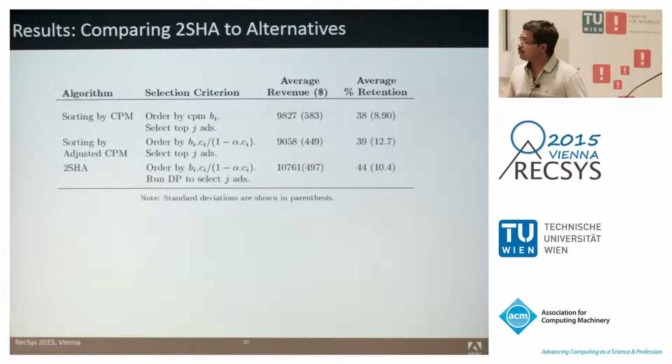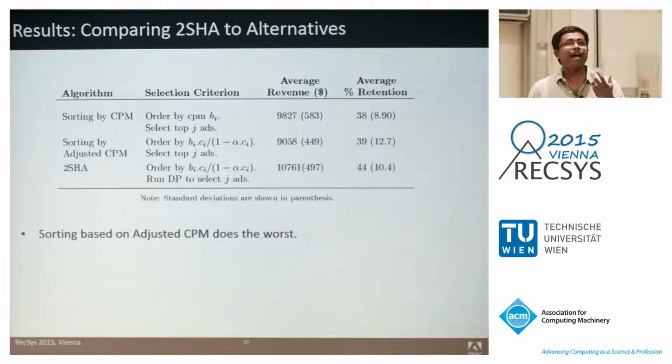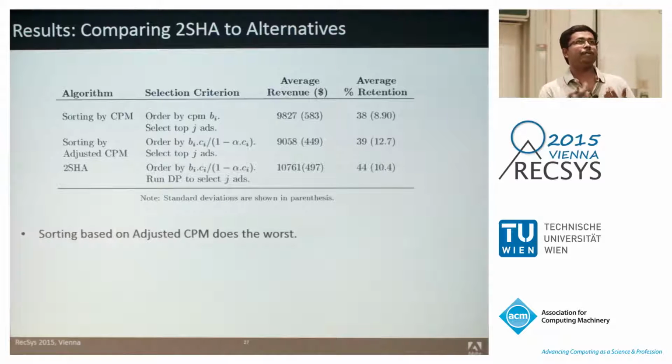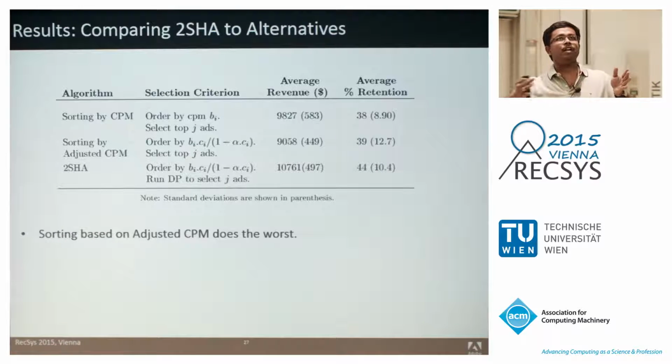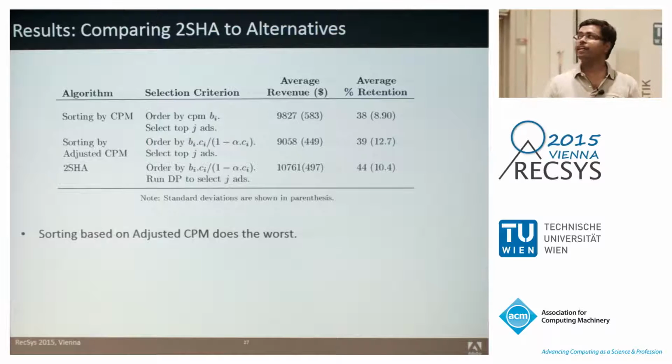What is interesting about the result is sorting based on adjusted CPM does the worst. The reason is that when you're doing a collective measure, you're doing a trade-off between price and quality. But if you're just sorting by adjusted CPM, the trade-off is not changing. In the dynamic program, you're starting with the more retentive ads, and as you move along the session, you're looking towards more monetizing ads. So you're continuously changing your trade-off.